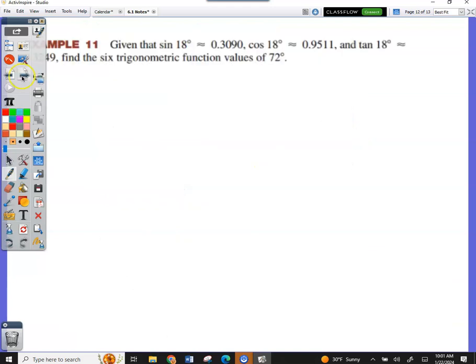Let's practice it. Go to this slide. It says, given that sine of 18 degrees is the decimal 0.3090, and cosine of 18 degrees is 0.9511, and tangent of 18 degrees is 0.3249, it says find the other 6 trig functions of 72. So what happened? What did it switch to? It's changed to the 72 angle.